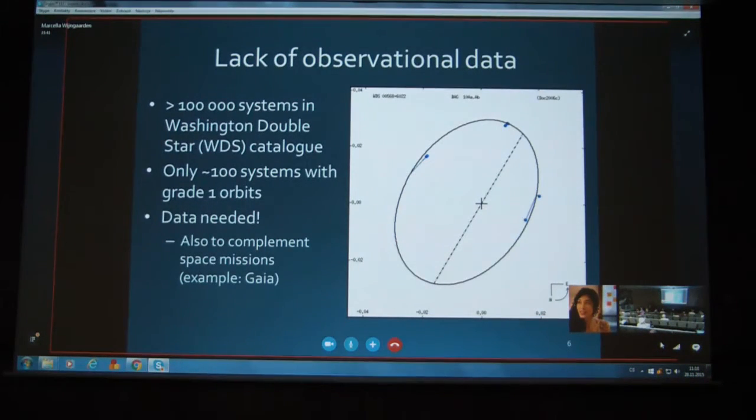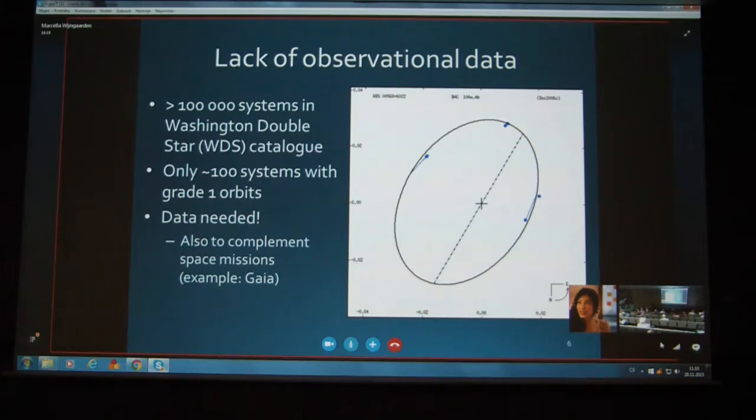Also, which I think is an important issue, there is a big lack of observational data of binary star systems. So there are over 100,000 systems in the Washington Double Star Catalog, the WDS, which is one of the largest catalogs for multiple star systems. And only of the order of about 100 of them have grade 1 orbits. And grade 1 orbit just means that the orbit is very well described, so we have full coverage. So there's much data needed.